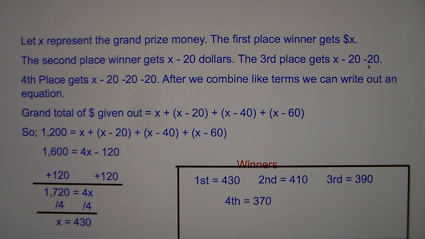He's the second loser. So since he's the second loser, he gets 2 minus 20s. Fourth place is the third loser of the tournament. So they get 3 minus 20s. After we combine like terms, we can write out an equation. Grand total of money given out, in this case, is 1,200. And here's our equation. Our first place winner gets X.